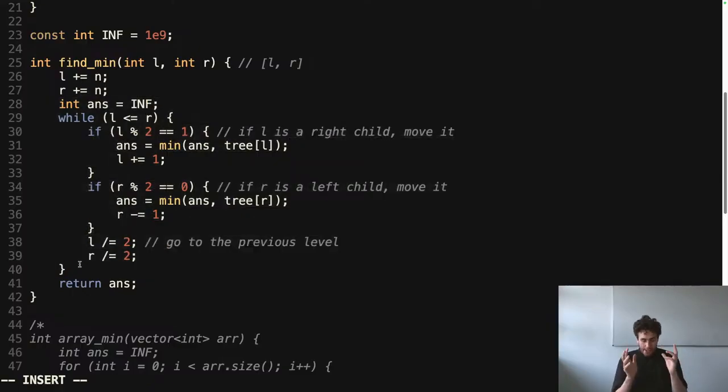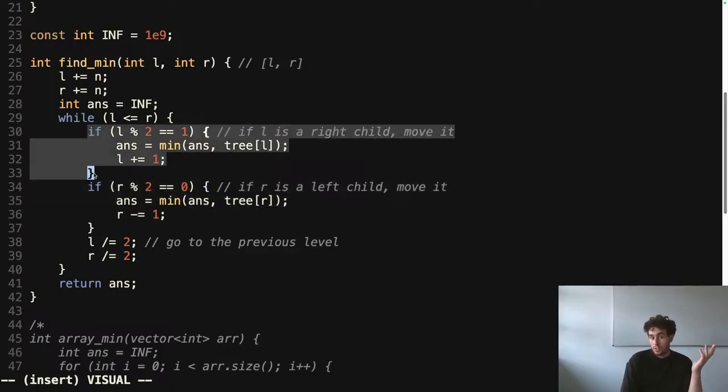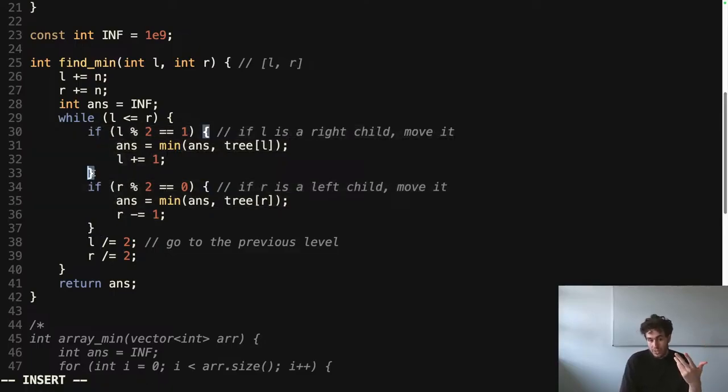We just take our segment, we shift it by n so that now we have vertices instead of indices. That's very important to distinguish, right? Between indices of your initial array and vertices in the tree, they're not the same things. And then we just move up, up, up. And before moving up, we just need to do some fix-ups. If the left vertex is a right child, we shift something. If the right vertex is a left child, we shift something.